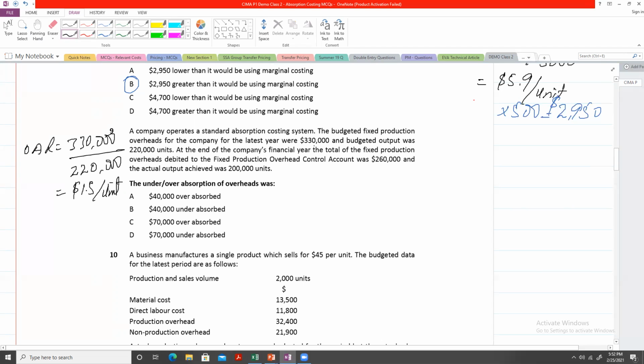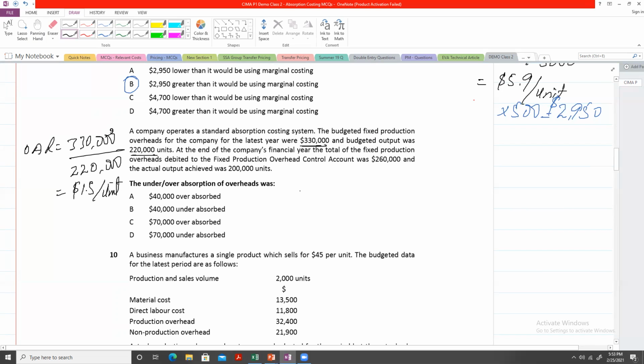So we have calculated the overhead absorption rate using the fixed production overhead cost and the budgeted activity level given in the question that I have underlined in front of you. 330,000 is the budgeted production overheads, and the budgeted output is 220,000 units. So I have divided 330,000 by 220,000 to get an answer that is equal to $1.5 per unit.